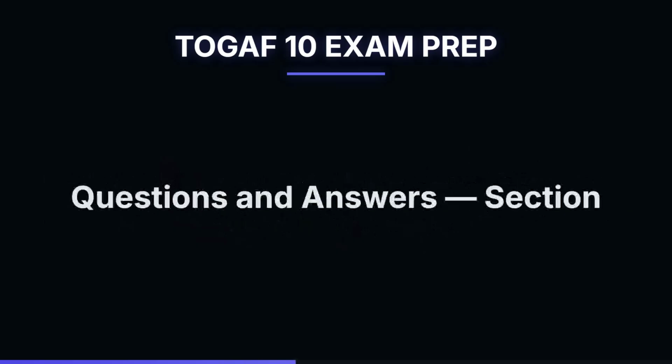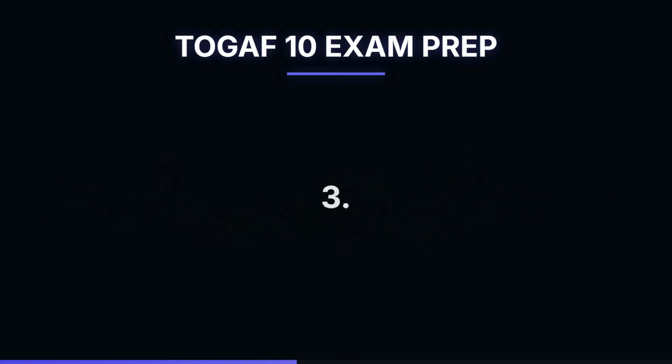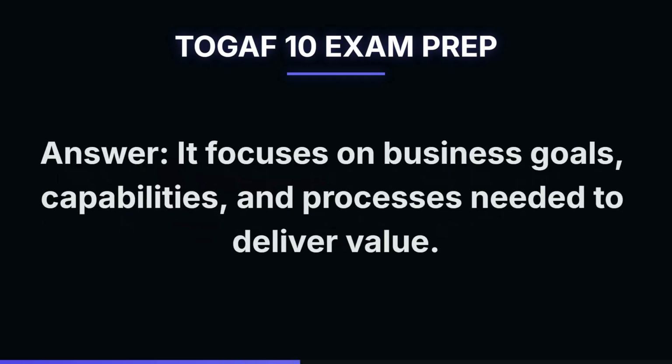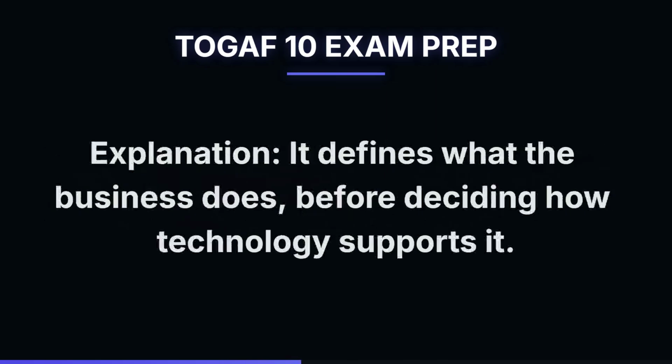Questions and answers. Section 3. 1. What is the main focus of business architecture in enterprise work? It focuses on business goals, capabilities, and processes needed to deliver value. It defines what the business does, before deciding how technology supports it.